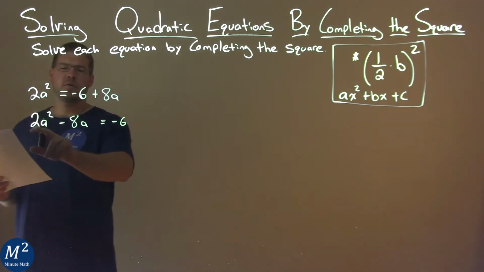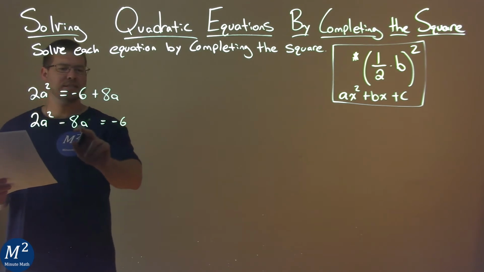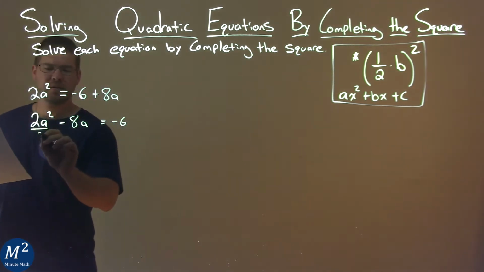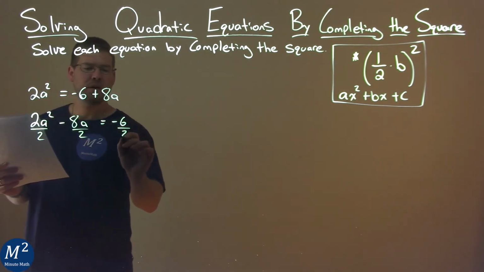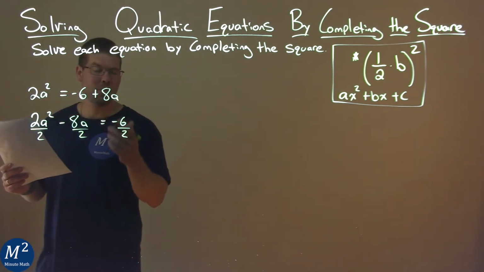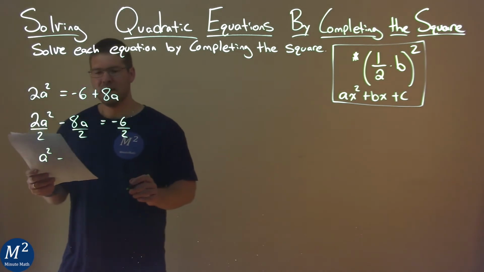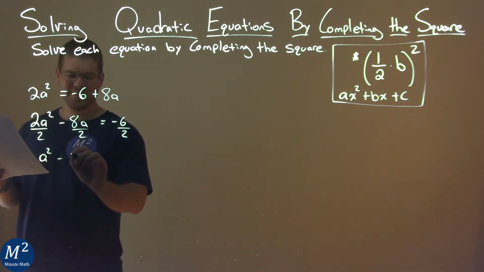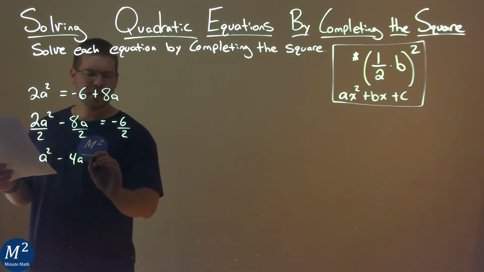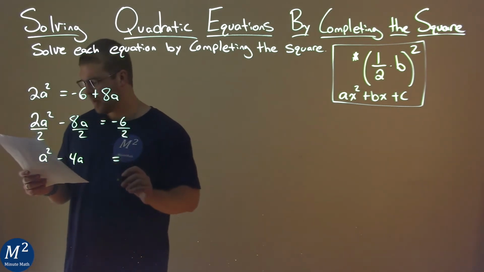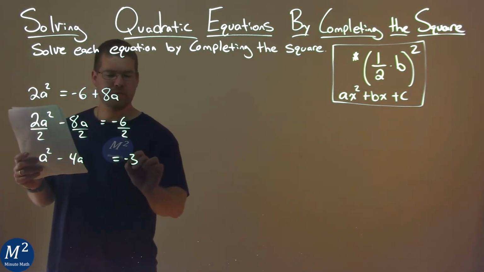Now luckily my coefficient here of 2, I can see goes into each part. So I'm going to divide all parts now by 2, because I want the first coefficient to be 1. So we have an a squared here, minus 8a divided by 2 is 4a. I'm going to leave a space here, equals, and negative 6 divided by 2 is negative 3.